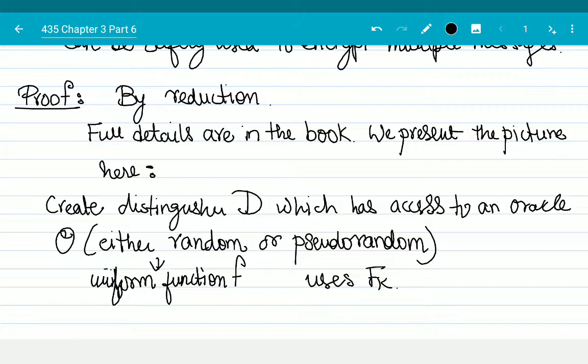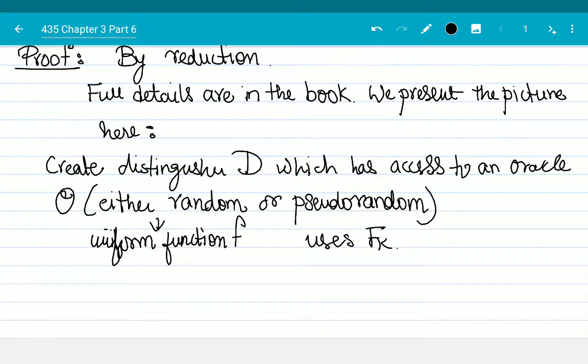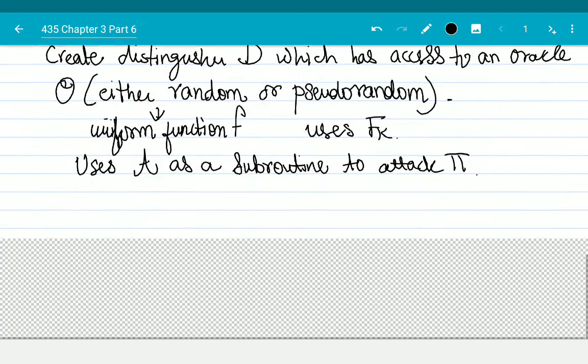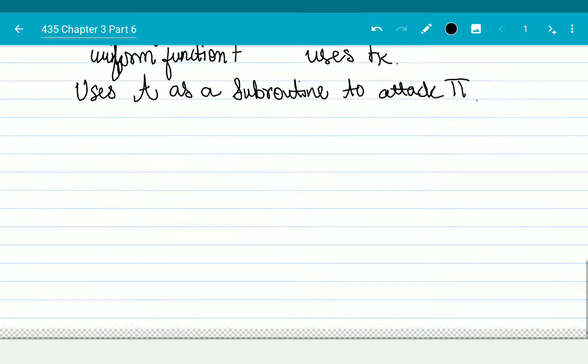Okay? And how does this distinguisher work? It works by using A as a subroutine to attack pi.